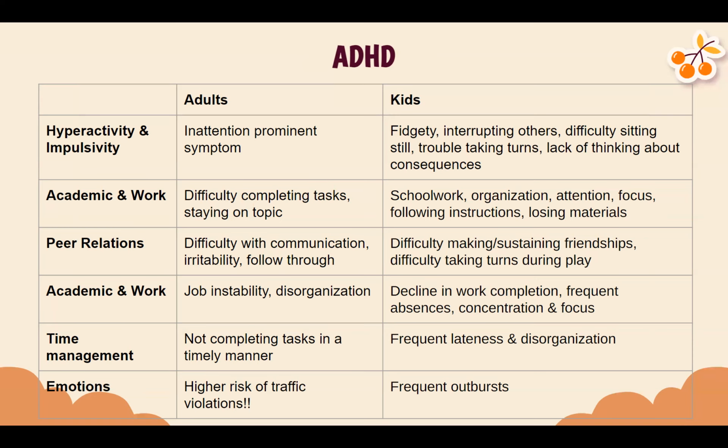Peer relations, adults might have difficulty with communication. It's hard for them to follow through. Kids might have difficulty making and sustaining friendships and difficulty taking turns during play. Again, this might also be developmentally appropriate. So if you've got a little kid that's never been in school before or never been socialized before, it might be hard for them to take turns.